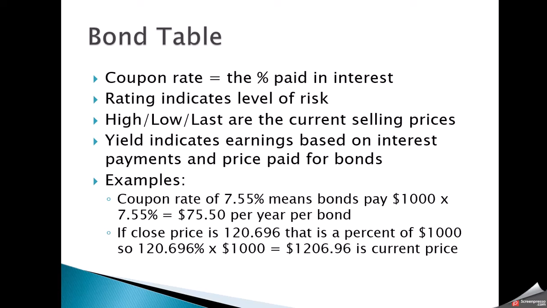There's a rating, so a AAA bond is the least risky, a double C bond is the most risky, and then there can be bonds in between there. They'll show you the high, the low, and the last. What you want to focus on is the last. Whatever the bonds closed at on that day would be considered their current selling price.